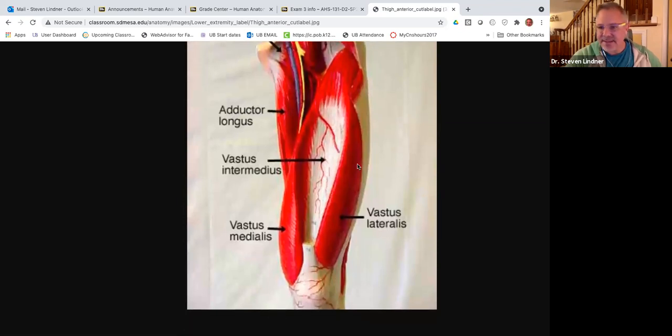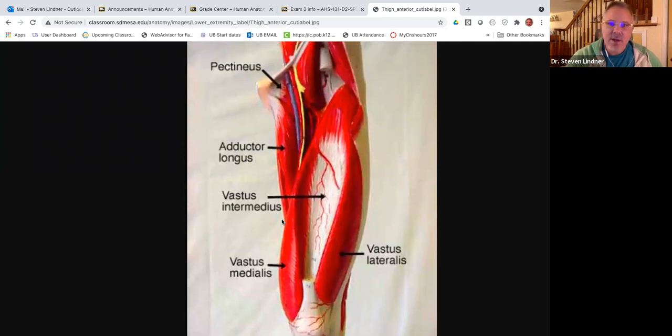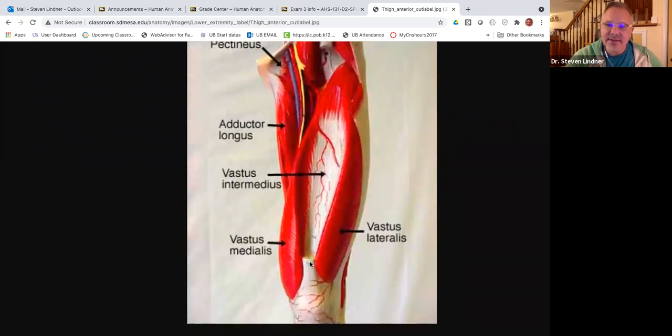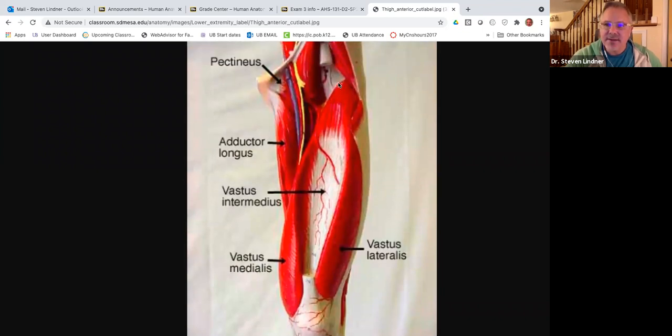You can see the vastus lateralis. We see the vastus medialis. But what was cut, we see this tendon right here proximally, and we see this tendon here distally. So something was cut here to here, and that is that most superficial and medial quadricep muscle called the rectus femoris. With the rectus femoris out of the way, you can see the vastus intermedius.